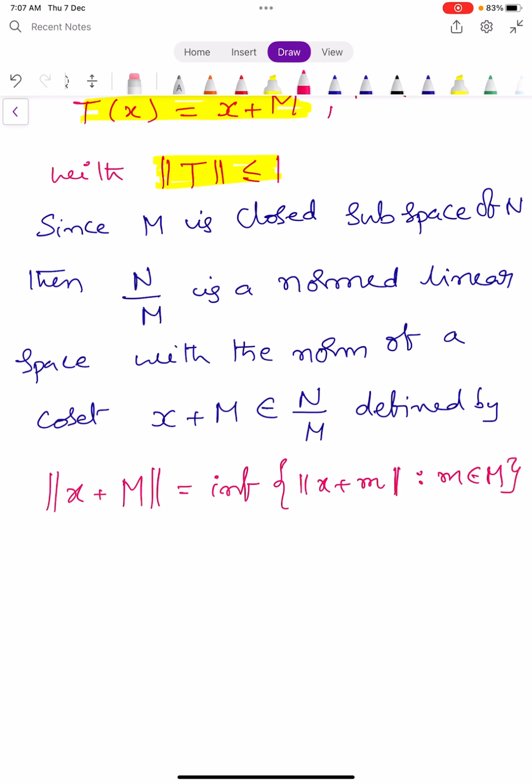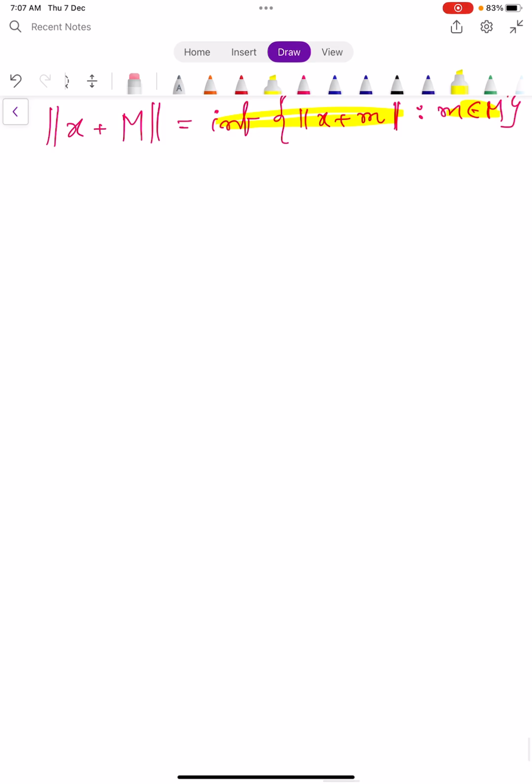We observe that this is true every time whenever M is a closed linear subspace of a normed linear space capital N. Then obviously the quotient space is also a normed linear space with the norm of the coset x plus M defined like this: infimum of norm of x plus m such that m belongs to capital M. Now we show that capital T is a continuous linear transformation.